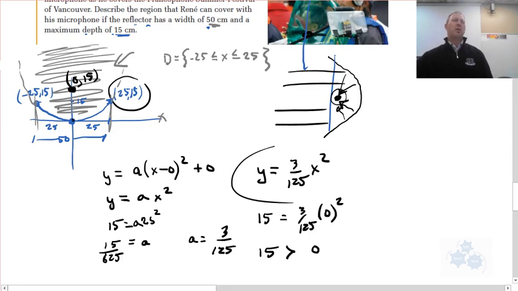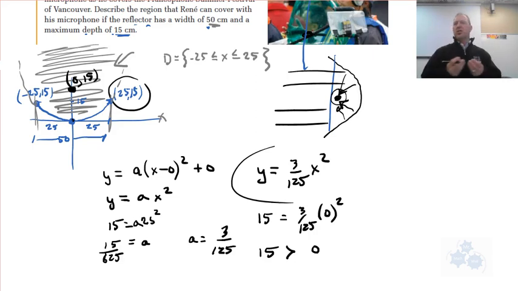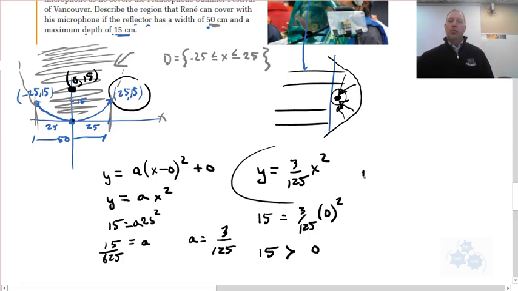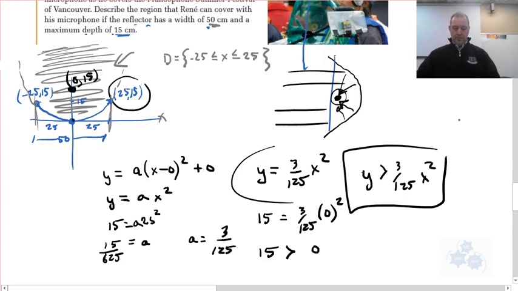Now, should we include the points on the parabola? That's a good question. Probably the sound is not made in the parabola, in the dish, I should say, so let's just go greater than. So y is greater than 3 over 125 x squared. That looks like it's going to be your inequality for this. Now I see in the textbook they do greater than or equal to, and I'm okay with that too, because the dish could vibrate, so you could have sound generating from the dish. If you do equals, I'm okay with that too. Really, in this question it goes either way.